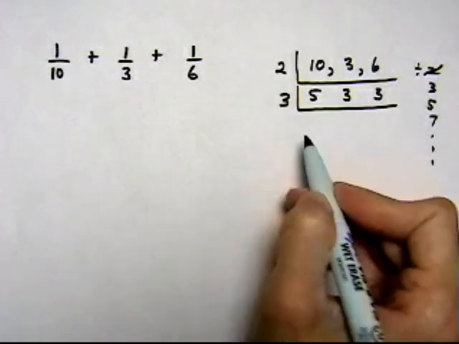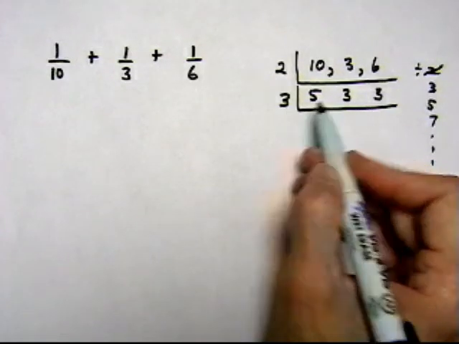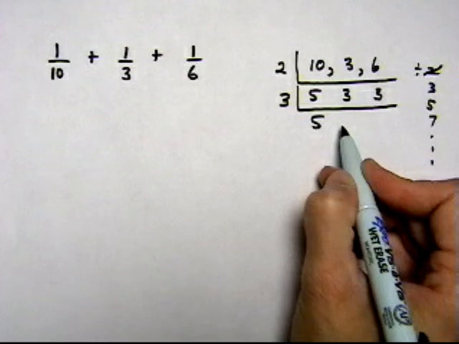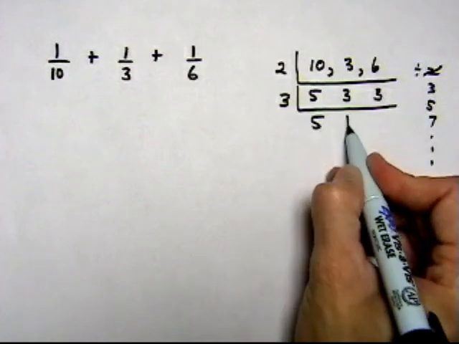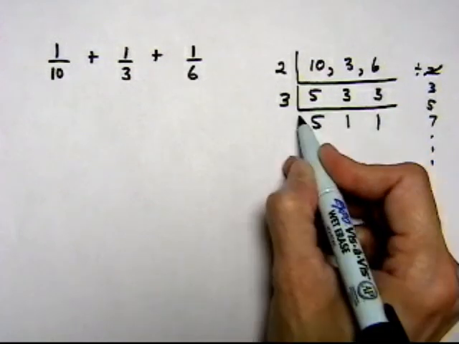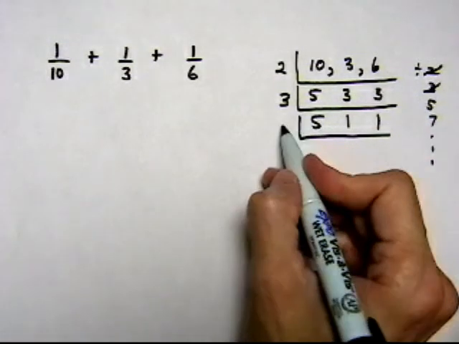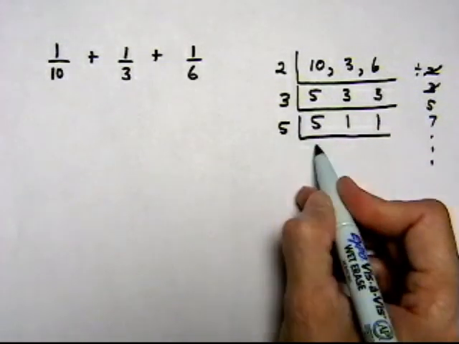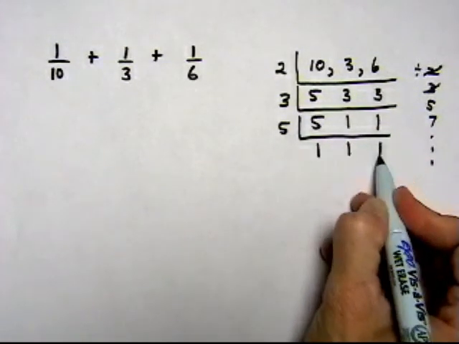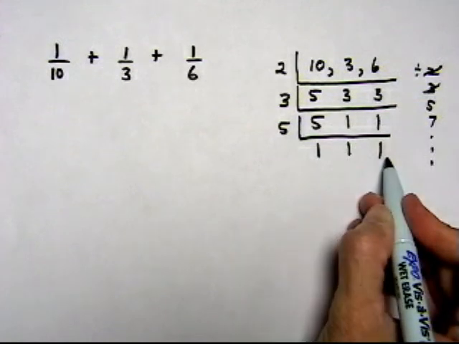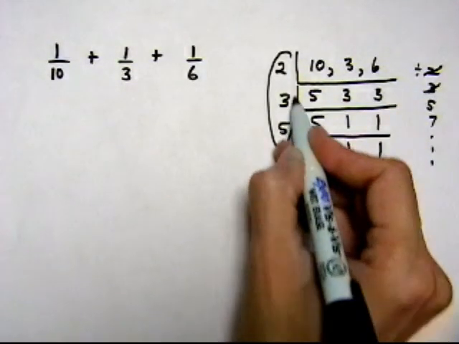And 3 works, so we have to use it. 5 divided by 3 doesn't work, so we bring down the 5. 3 divided by 3 is 1. 3 divided by 3 is 1. 3 doesn't work anymore. 5 works, so we're going to use 5. 5 divided by 5 is 1. Bring down the other ones, and remember, when you get all ones, you're done. And here's the LCD.